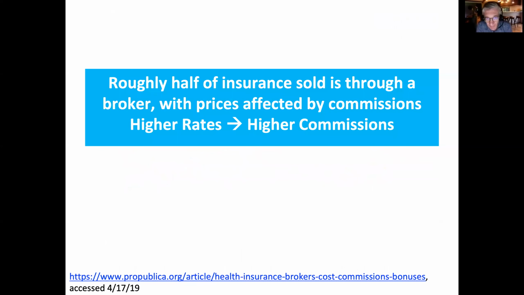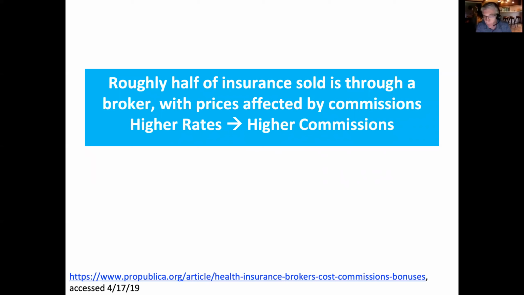And then finally, remember, about half the insurance sold in this country is sold through a broker. Most of those brokers, not all, but most of them, still operate under a commission model. So the more that broker can get you to spend on your healthcare benefits, the more money they are going to make. So there's almost no incentive for that broker to save you money.